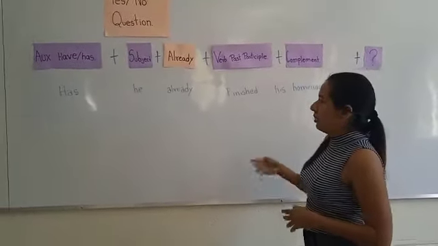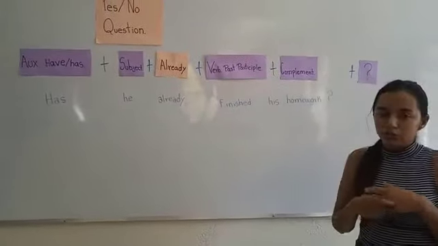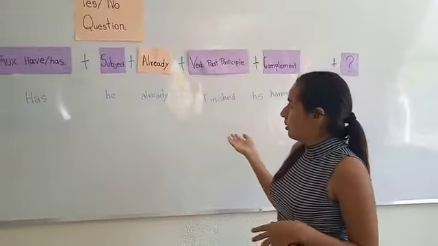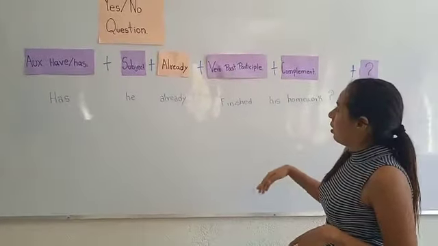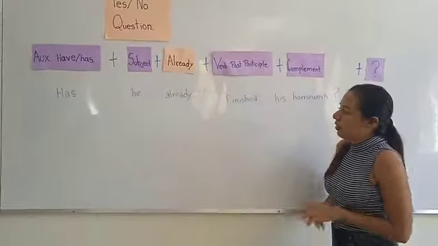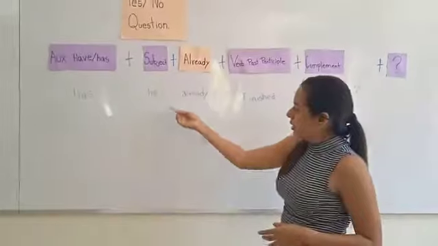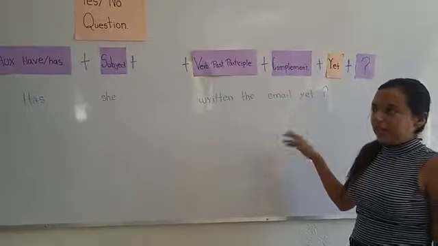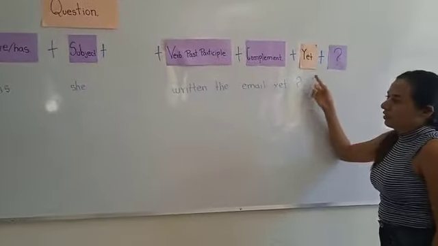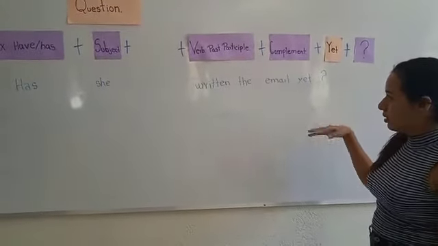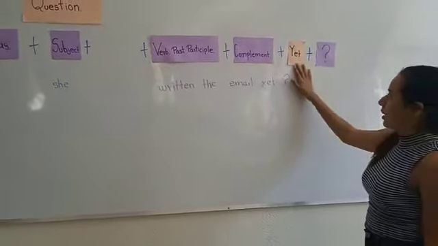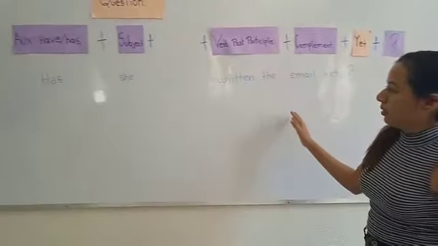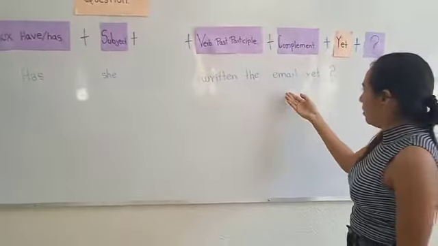Now we have already. The structure is always the same, but already goes before the verb. For example: has he already finished his homework? And the last is yet. We have the same structure, but yet goes at the end. For example: has she written the email yet?